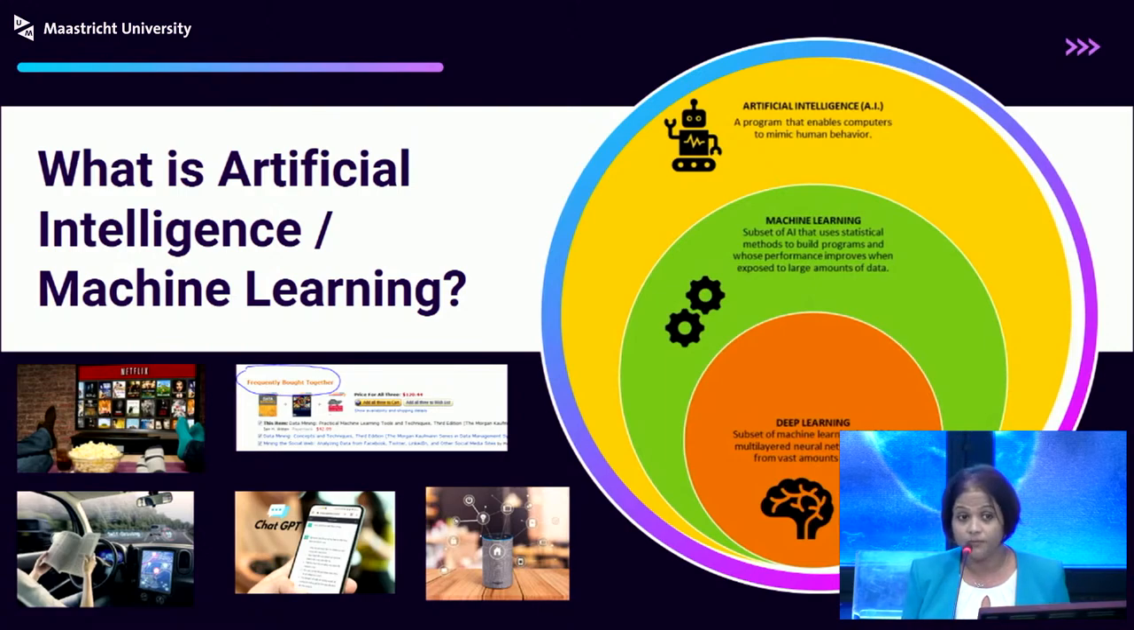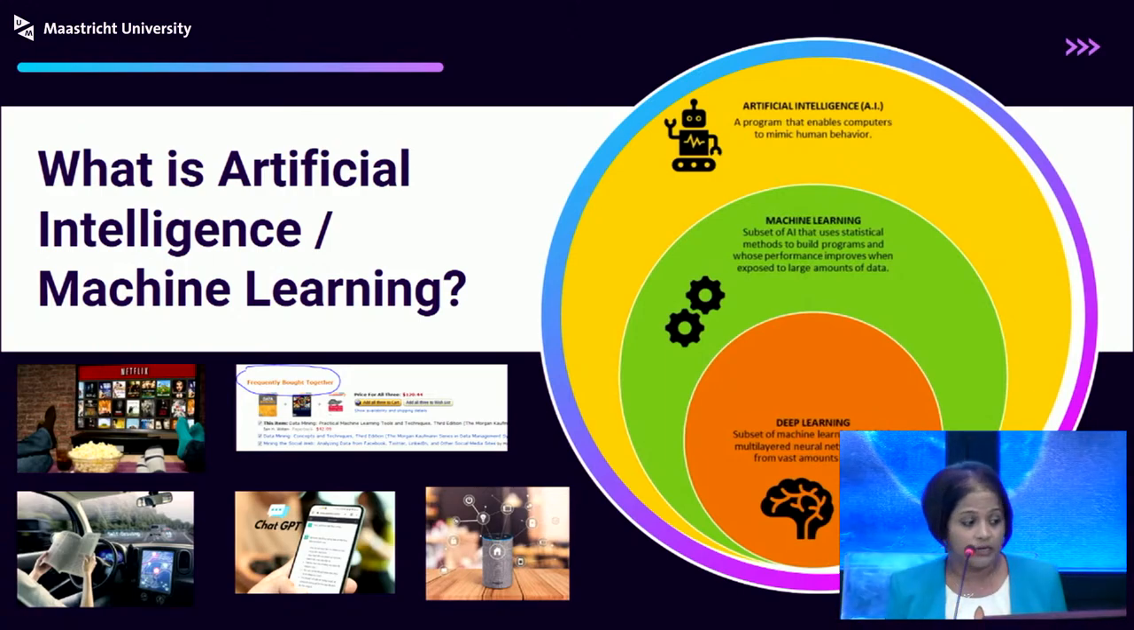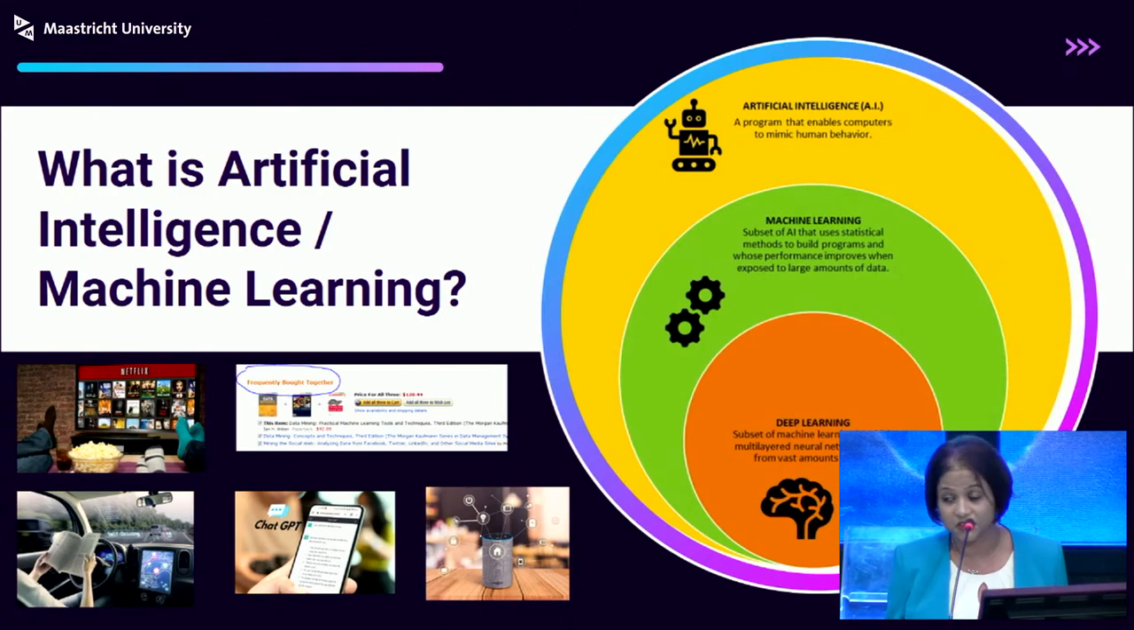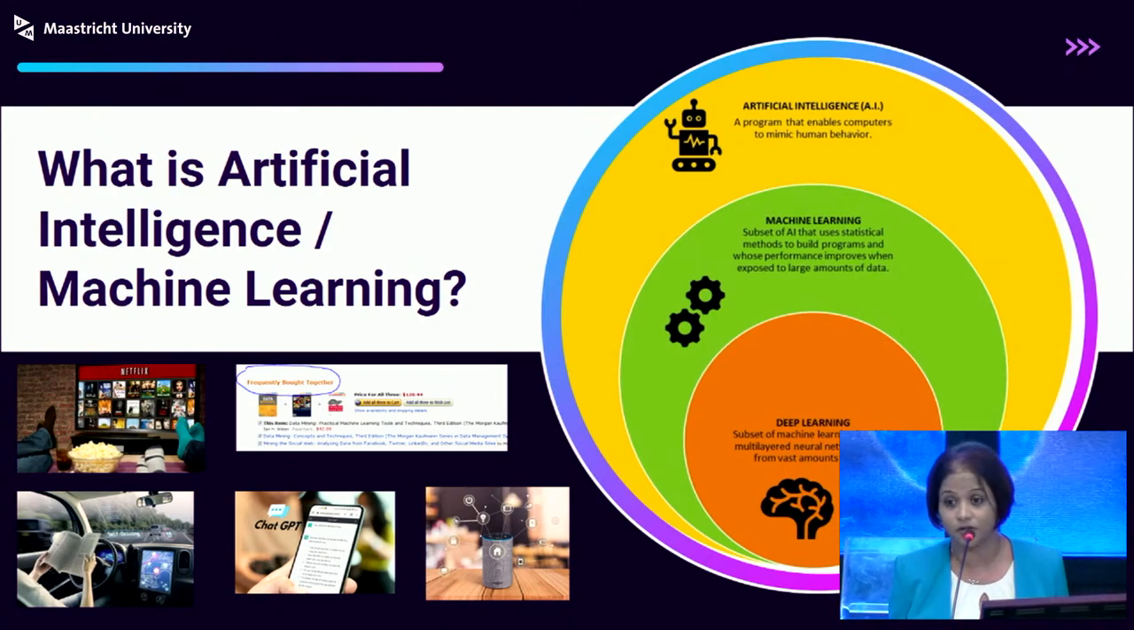And we are surrounded by AI all the time, be it Netflix recommending a movie to watch on a Friday night or Amazon suggesting products we should be buying together. Self-driving cars, ChatGPT, I think you've heard about this in media all the time, and voice recognition tools such as Alexa or Google Home that everybody has at home. What if we could use some of these technologies in healthcare, and more so in caring for dialysis patients?